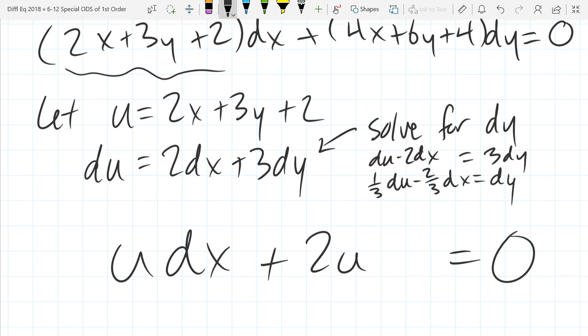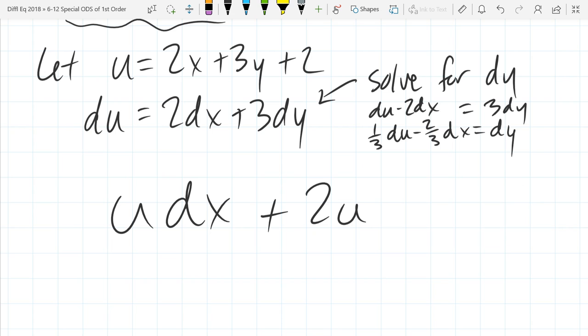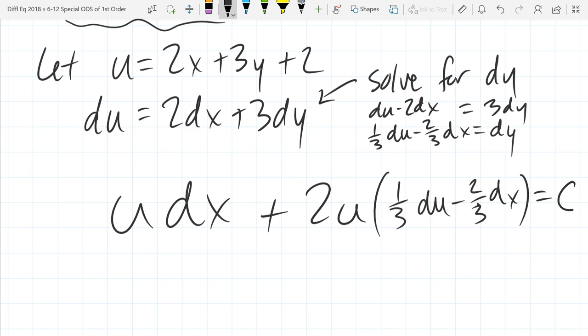So dy is 1/3 du minus 2/3 dx. And we're going to make that substitution in here. And again, I just arbitrarily chose to solve for dy. I could have chosen to solve for dx. In this case, I had the choice. So I just arbitrarily went one way instead of the other.